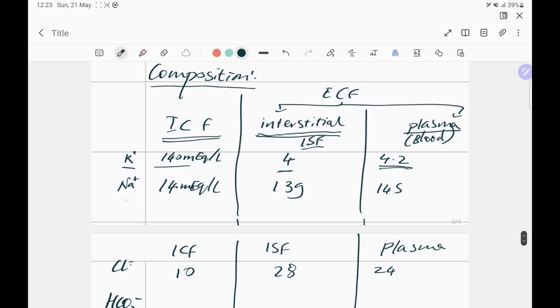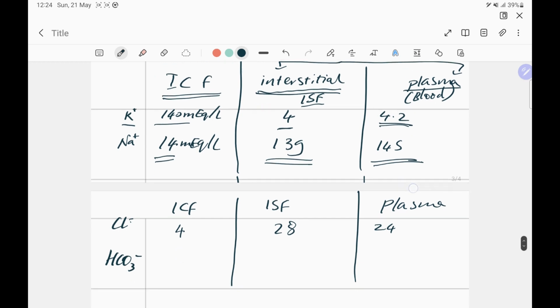So sodium in the cells is less. It's around 14 milliequivalents, while it's around 139 to 140 in the interstitial fluid compartment and 145 in the plasma. Now chloride is around 4 in the intracellular fluid compartment, 28 in the ISF, and 24 in plasma. This discrepancy again is due to the Gibbs-Donnan effect.